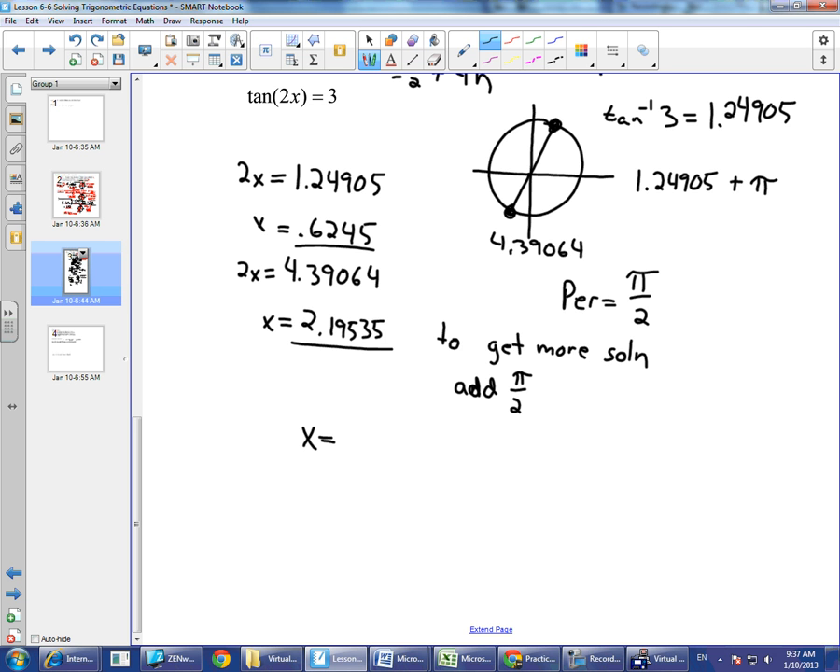So again, the way I can write that is x equals 0.6245 plus pi over 2 times n. Now, the one nice thing, just like the previous one, if you take a look at these two answers, they're actually pi over 2 off. Okay, so you actually don't have to write that second one plus pi over 2n, because they are exactly one period off. So 0.6245 plus pi over 2n, where n is an integer.